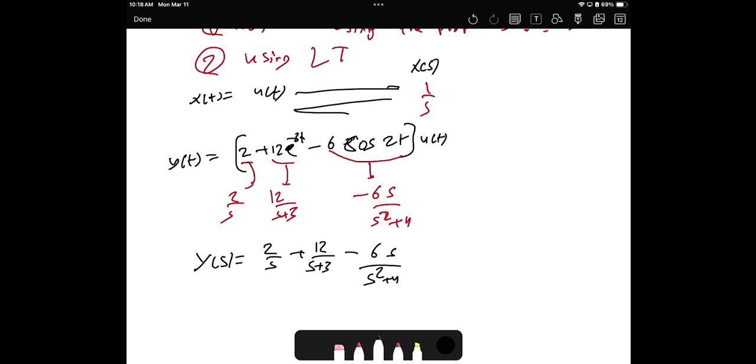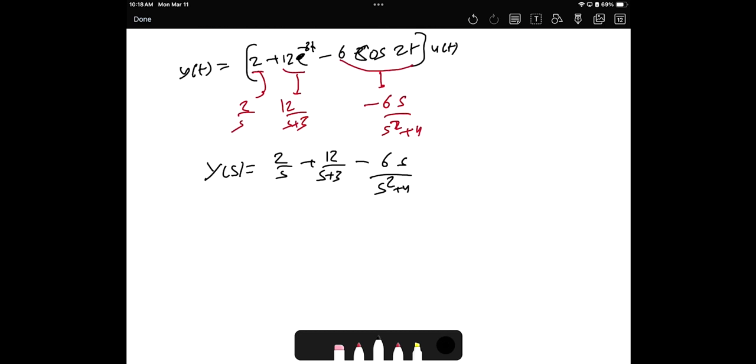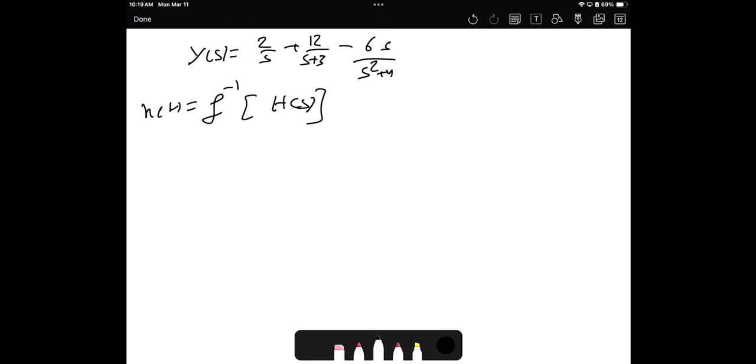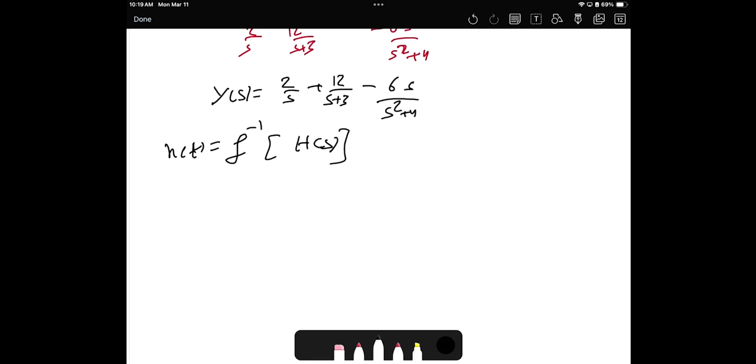Okay? Now, I need to find the impulse response, which, as we know, is h of t, the Laplace inverse of the transfer function. So let's find the transfer function first, then we will do the impulse response. Transfer function h of s is output over input in frequency domain. So it's going to be y of s over x of s.